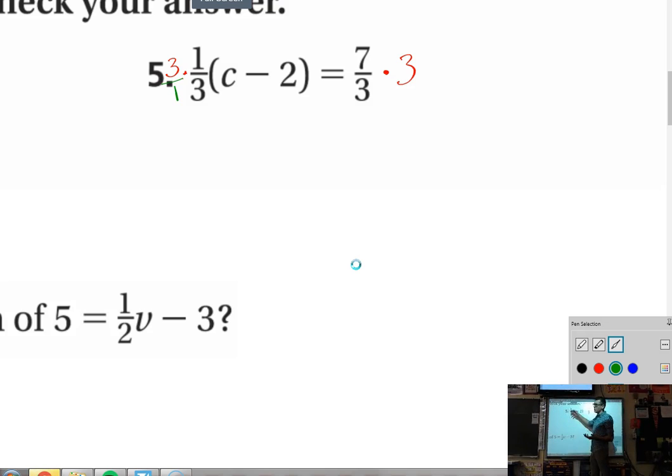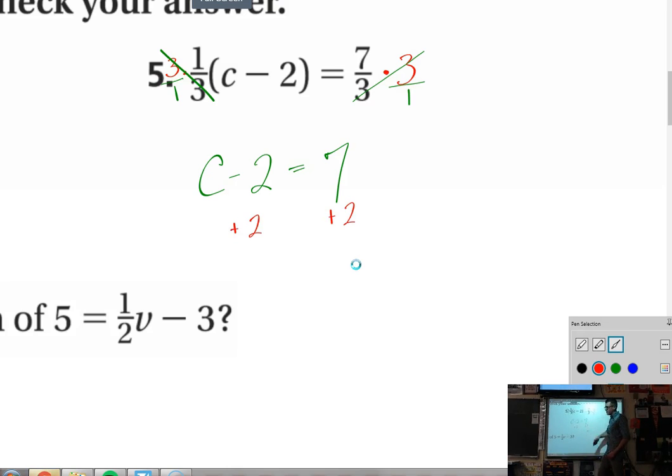So 3 over 1, same thing as 3, times 1/3. These reduce out to 1 or cancel out to 1, whatever you want to say. This division by 3 and this multiplication by 3, they do the same thing. And I'm left with C minus 2 equals 7. Then to solve that, it's really easy. I can just add 2 to do the opposite of the subtraction, and we will get that C is equal to 9, the same value that we got before.